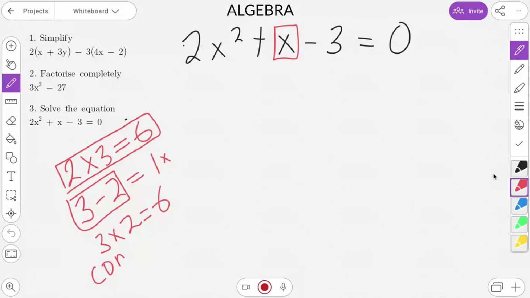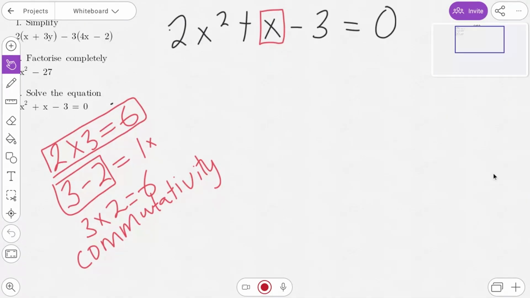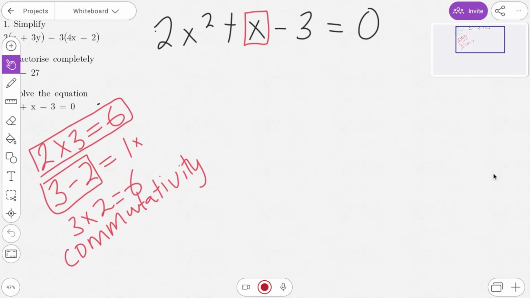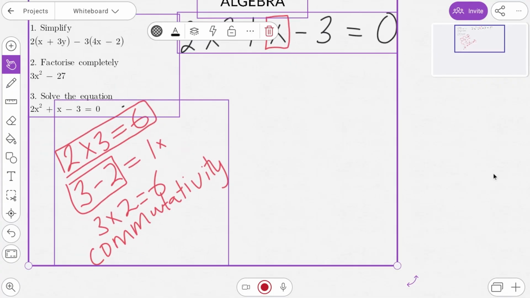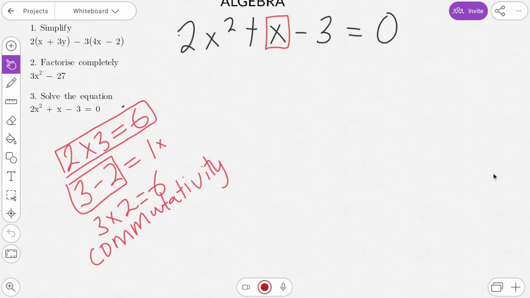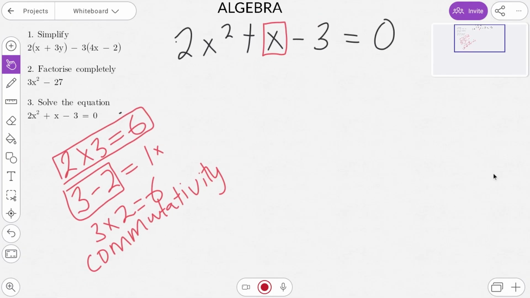This is commutativity, since 2 times 3 and 3 times 2 give us the same answer. That's the commutative property, if you've seen it anywhere before. However it is interchanged, you are going to get the same answer. Okay, that was just by the way. So now let's move on.